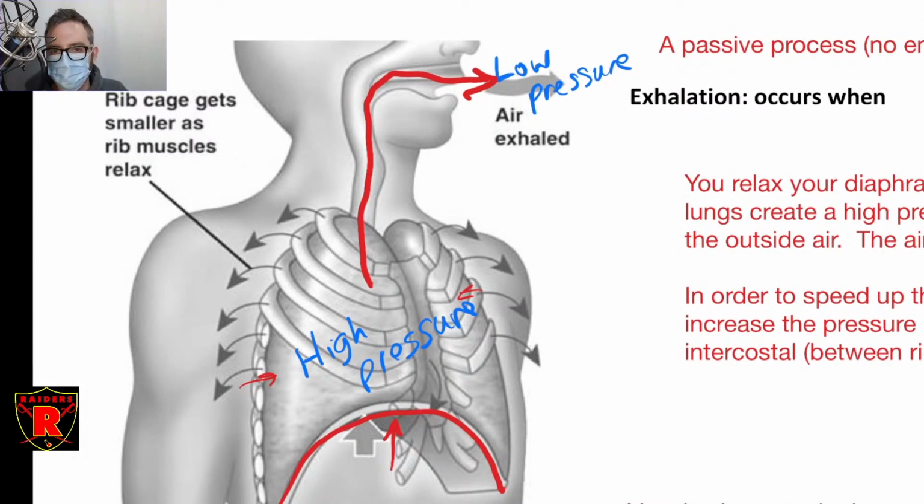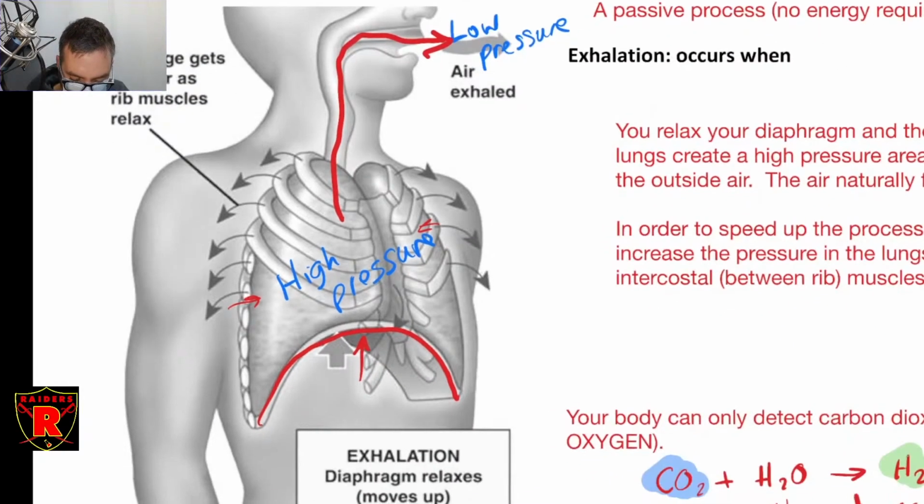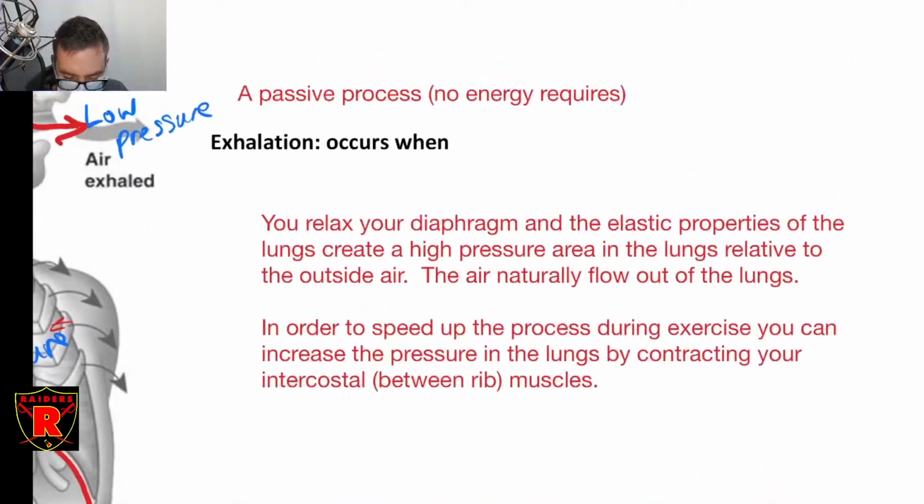So if you have high pressure on the inside and low pressure outside and they're connected with a tube, the gases are going to move their location from inside of the lung to outside of the lung. So that's a passive process for the most part, which is just what I have summarized here. You relax your diaphragm, and just the natural elastic properties of the lungs cause air to move out of them. Air naturally flows out of the lungs.